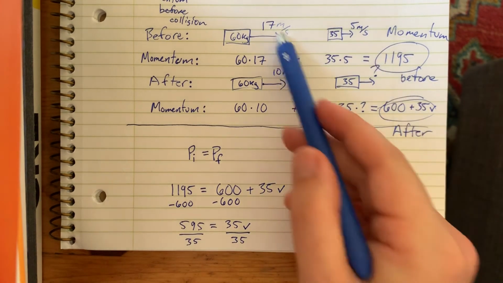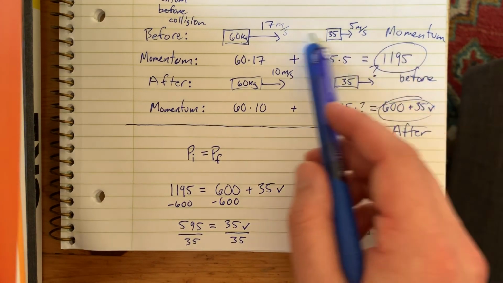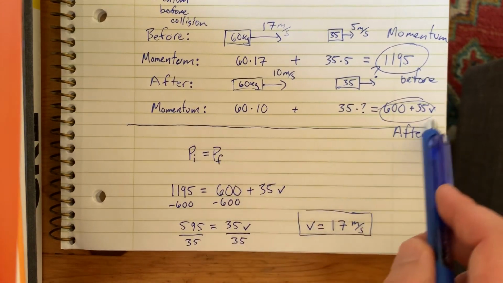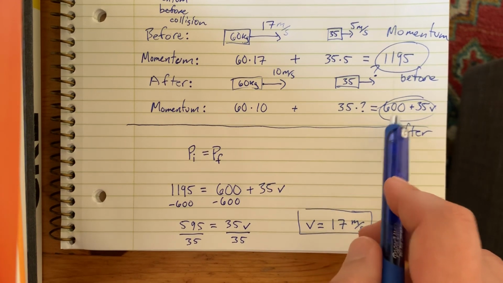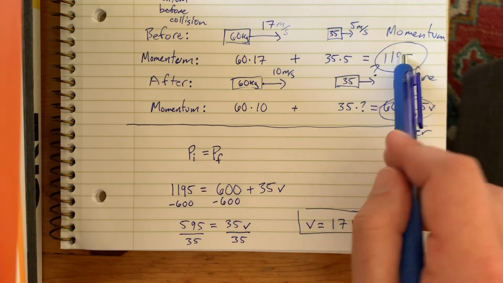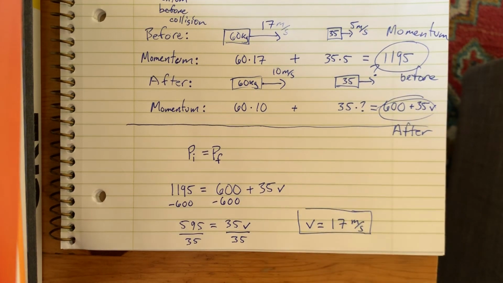So in this case, I drew a picture, which I always think is helpful, but really my process was to find the total momentum beforehand and the total momentum afterwards. And even though I wasn't able to find a number there, I was able to find an equation, which is equally helpful. Because then what I did is I set my number equal to my equation, and then I was able to just solve that for the missing variable.